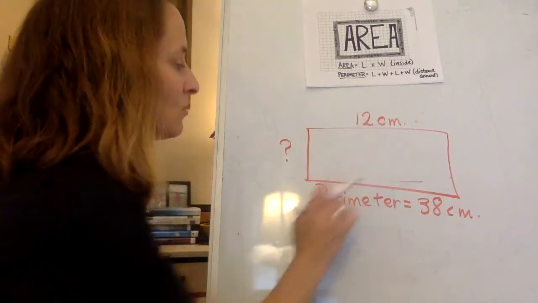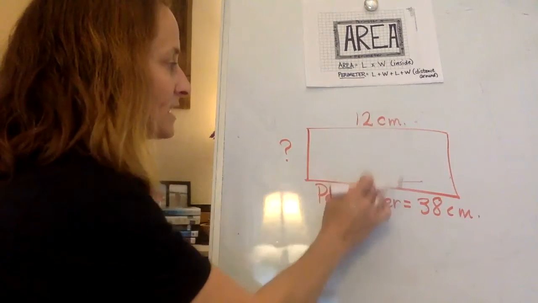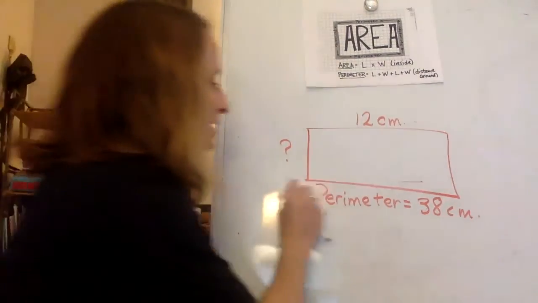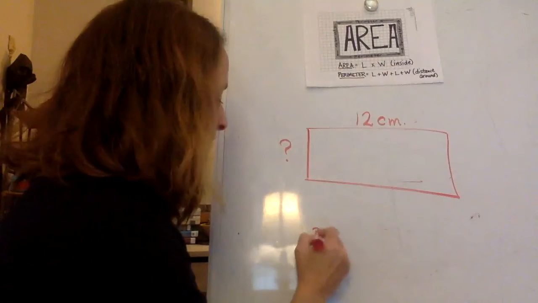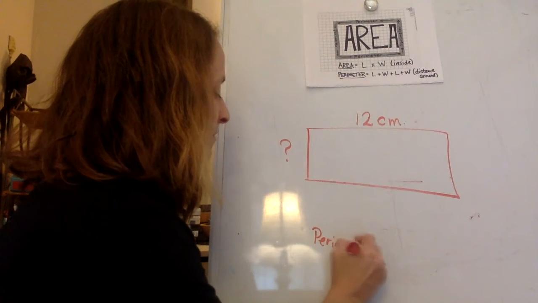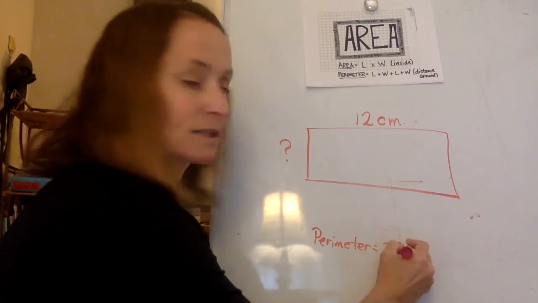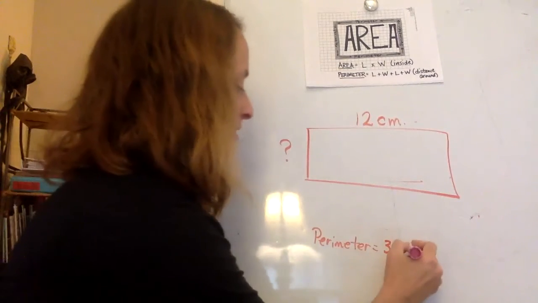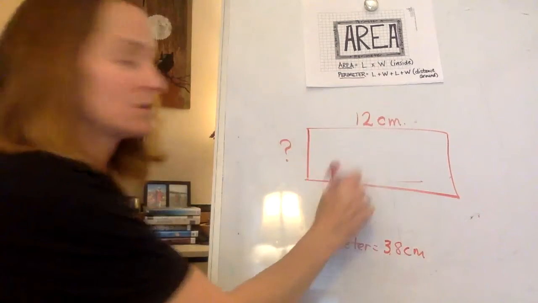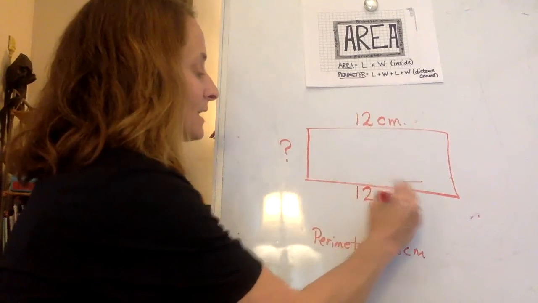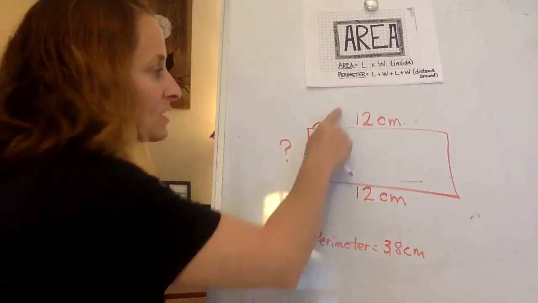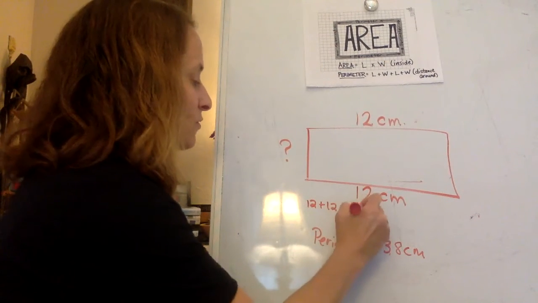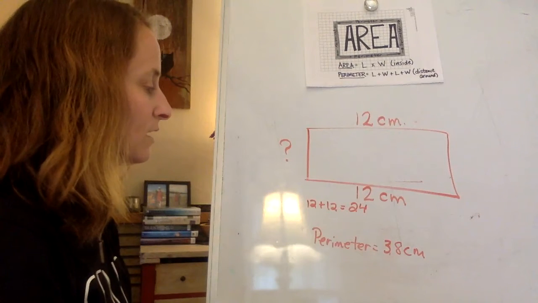So what do we know, boys and girls, about rectangles? We know opposite sides are equal. So what I'm going to do is erase this and just bring it down a little bit more so I have some space. The total perimeter equals 38 centimeters. If I bring this down, now I've got that side length. You're going to want to ask yourself, what's 12 plus 12? That's 24. So these two equal 24.